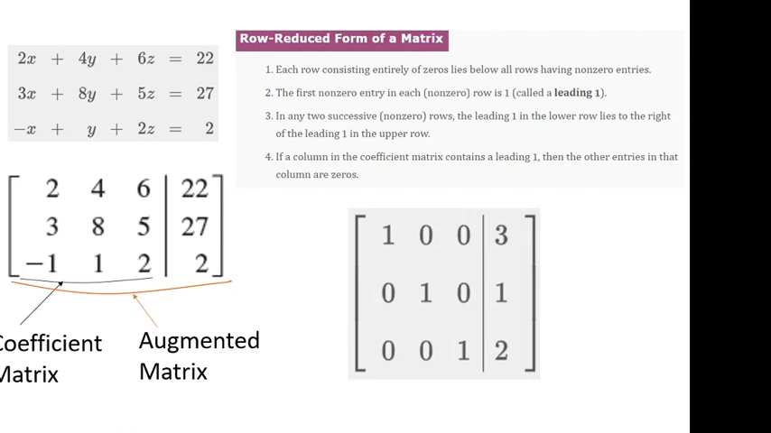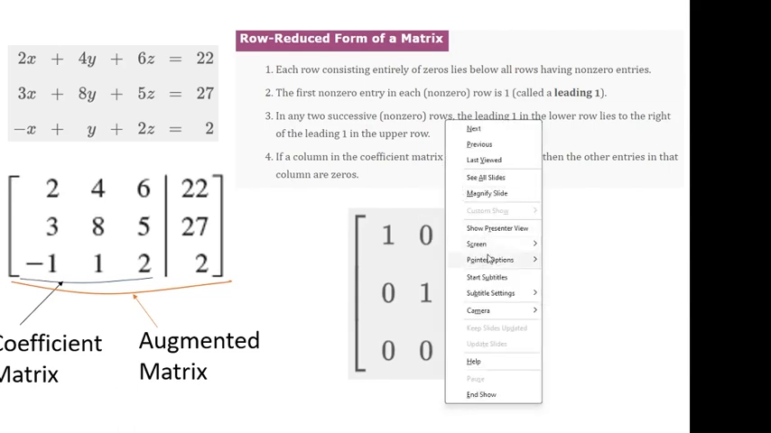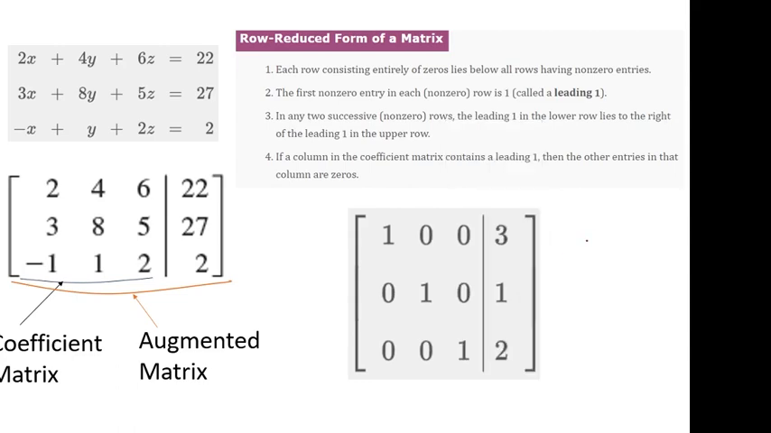Every row, and row means left and right, so let me get my pointer right here. So this right here is an example of a row. That's row 1, and below it is row 2, and below that is row 3. Every row is led by a 1, okay? Or it could be all zeros. And above and below each leading one are only zeros.